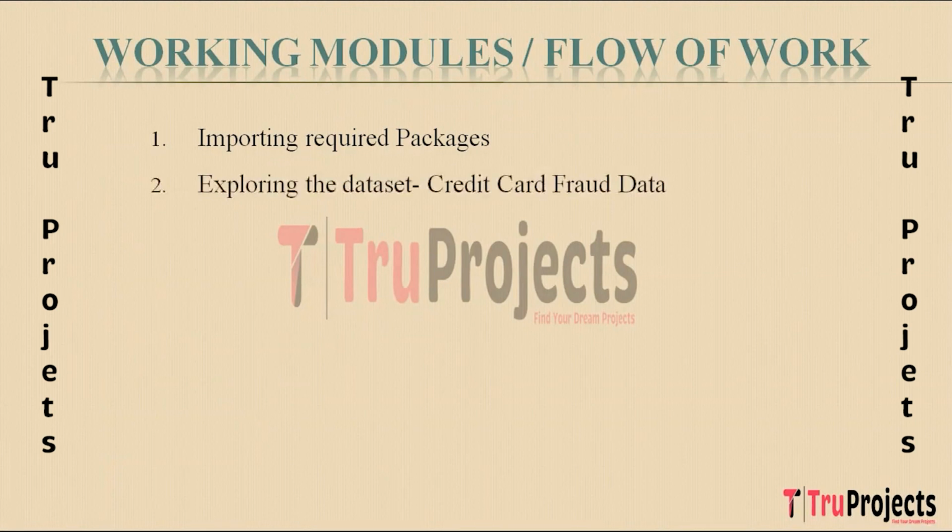The second step is exploring the dataset. In this step, we import credit card fraud data, employ exploratory data analysis and feature correlation analysis to better understand the dataset. These techniques help reveal data distributions, outliers, and relationships between variables, aiding in subsequent data processing and model building. The third step is visualization using Seaborn and Matplotlib. In this step, we employ Seaborn and Matplotlib to create visual charts and graphs, facilitating a better understanding of dataset characteristics.